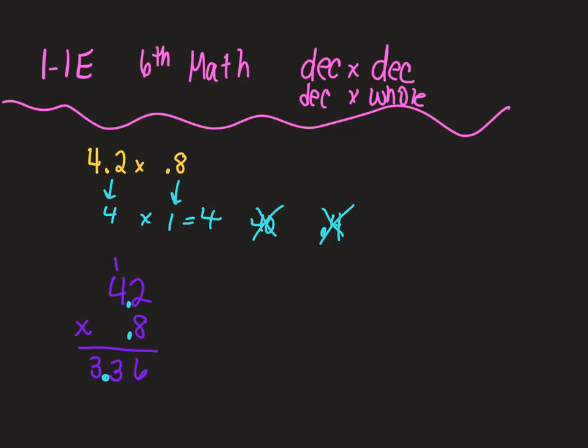The other thing that I want you to think about is counting. So we're going to look up in our question. I had one digit, I had another digit, 2 digits behind the decimal. That means that in the answer, I need 2 digits behind the decimal, 3.36.